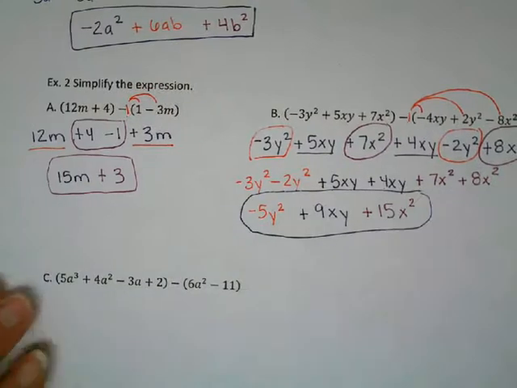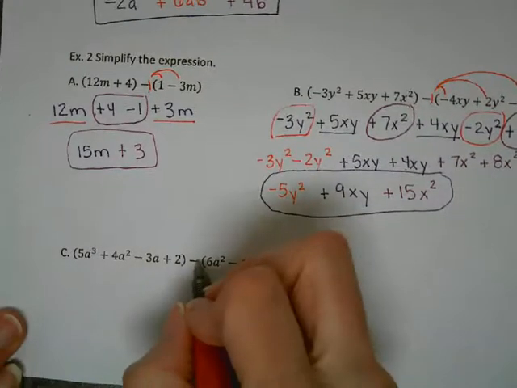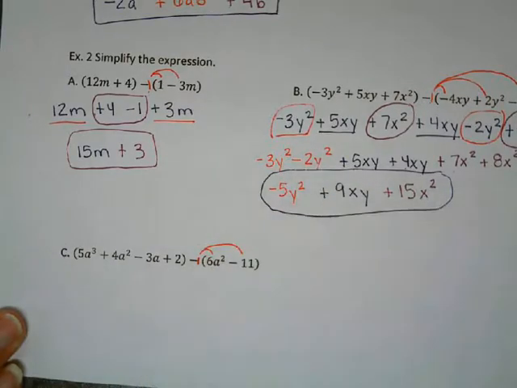Alright, last one. Again, this is a minus 1 here, so we're going to distribute the negative 1. First parenthesis stays exactly the same.